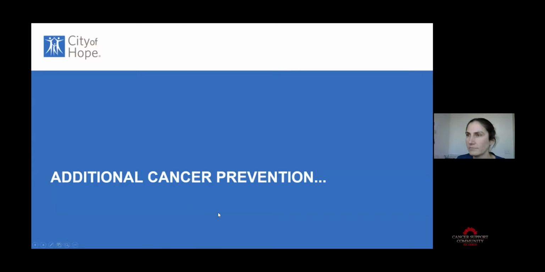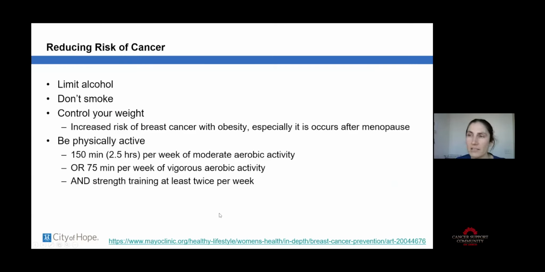And a couple additional thoughts on cancer prevention. So limiting alcohol intake, certainly alcohol is significantly associated with quite a few cancers, as well as smoking. If you can avoid that or stop that, although sometimes easier said than done. Controlling your weight, very important, especially for women after menopause. There's an increased risk of breast cancer with weight gain after menopause. So try to do that either with diet or physical activity.